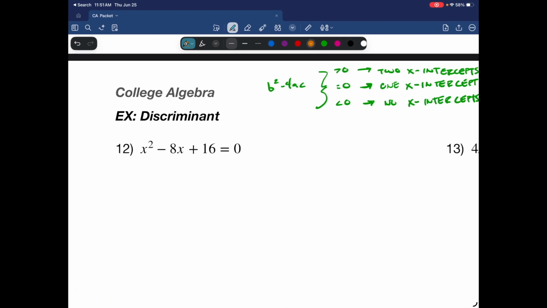All right, so remember, this is a, this is b, this is c. So b squared minus 4ac, that's going to be -8 all squared minus 4 times 1 times 16. And we're going to figure out what that equals. So it's going to be 64 minus 64, which is 0, which means I have 1 x-intercept.